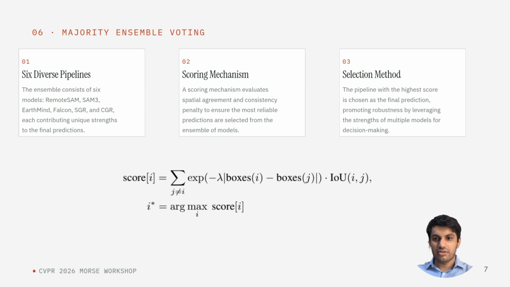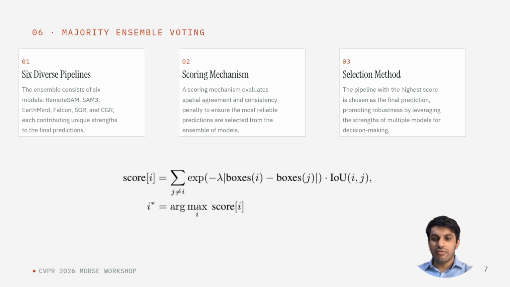For the ensemble stage, we execute all 6 pipelines independently, namely RemoteSAM, SAM3, EarthMind, Falcon, SGR, and CGR. Each pipeline produces its own set of grounded object predictions for the given query. Instead of directly merging these heterogeneous outputs, we evaluate how consistent each pipeline is with the others. To do this, we compute an agreement score for each pipeline. The agreement is primarily based on the intersection over union, or IOU, between predicted bounding boxes across different pipelines.